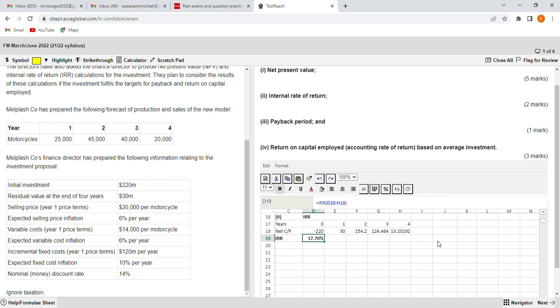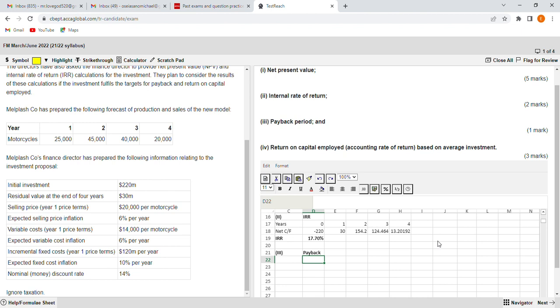There might be some decimals, because I haven't rounded them up. So this is the internal rate of return, for 2 marks. Then we go to the payback. III. Payback.